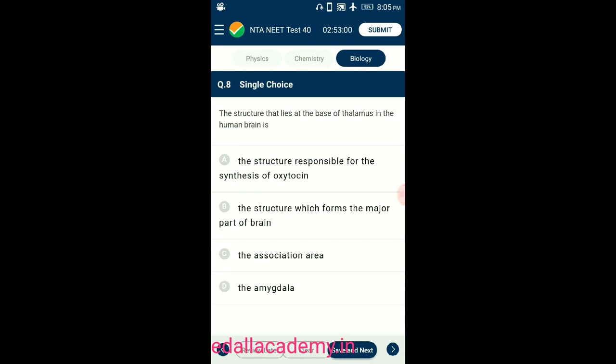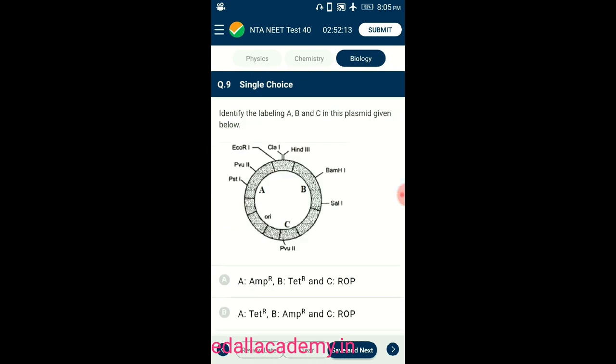Question number 8. The structure that lies at the base of thalamus in the human brain is. The thalamus, hypothalamus and epithalamus form the diencephalon. Epithalamus forms the roof while the hypothalamus forms the floor of the diencephalon. This structure is responsible for the synthesis of oxytocin. So the answer for this question is option A. The structure responsible for synthesis of oxytocin.